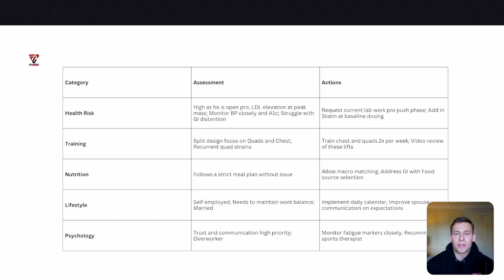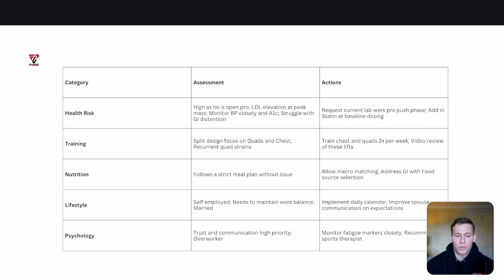From there, the action that we should be taking, before even looking at training, nutrition, lifestyle, psychology, is blood. We need to get lab work done. From there, you could even add in a statin at a baseline dosing just to improve things like blood pressure once you get those bloods back. Now, you're probably wondering, well, they're a bodybuilder though. If you look at your lifestyle as a whole and you are chronically stressed, I would still recommend getting a blood test.